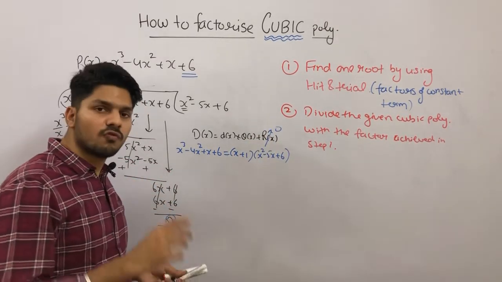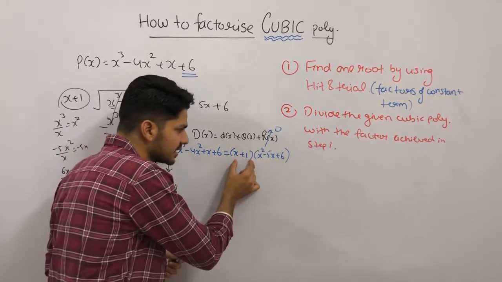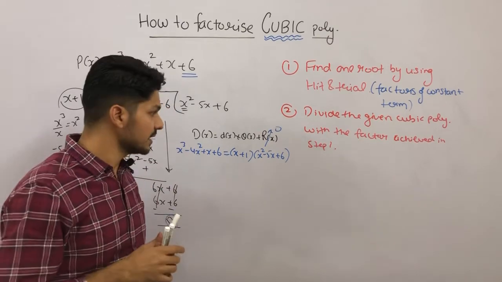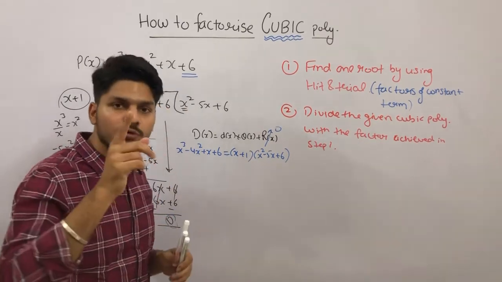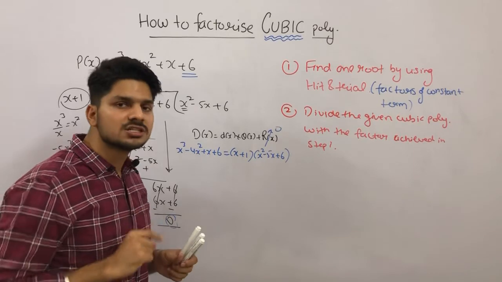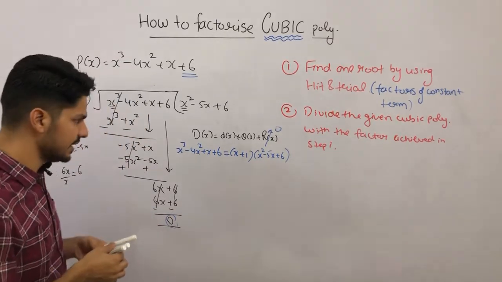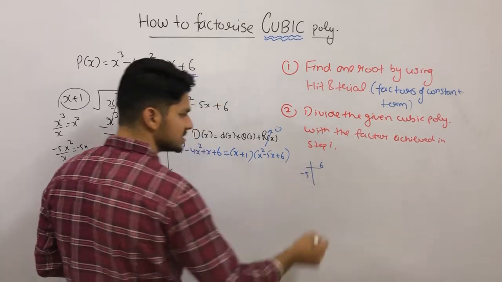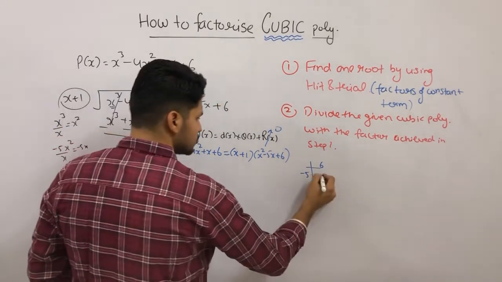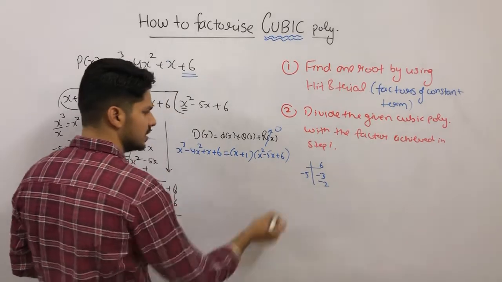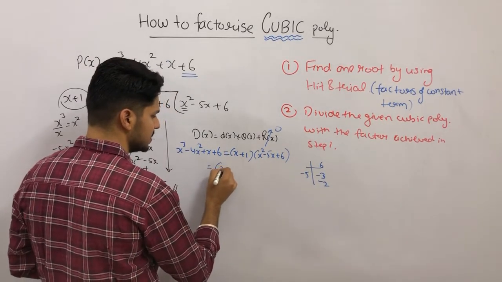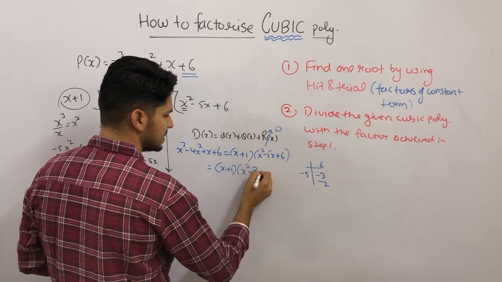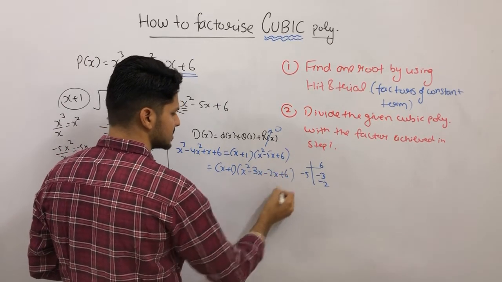So now where are we? Now we have one factor and another quadratic factor. Now we know how to factorize the quadratic factor, again using the splitting the middle term method. Now again factorize this. So we want 6 as multiplication and minus 5 as addition. So these two numbers are minus 3 and minus 2. So again this is x plus 1 as it is. I can write it down as x square minus 3x minus 2x plus 6.